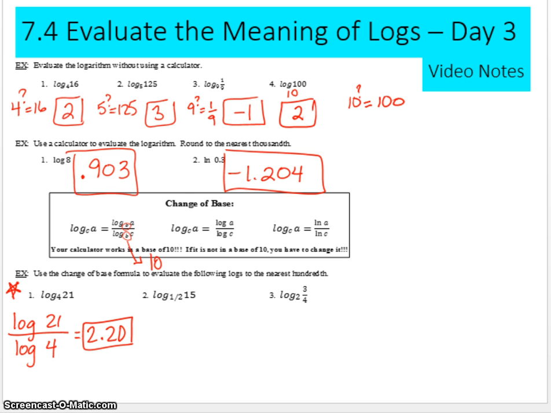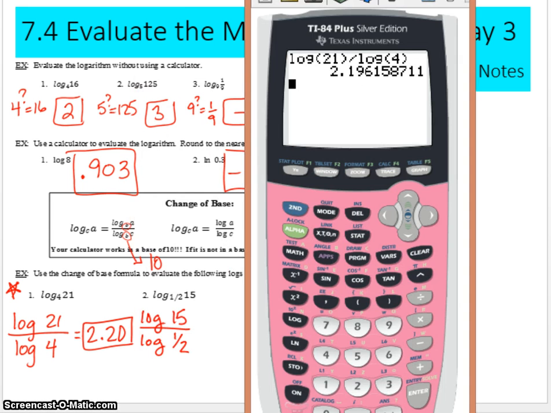All right, so number 2, same concept. You're going to do log of 15 divided by log of 1/2. Again, it's really just knowing how to type this in the calculator, have your parentheses in the right spot. So log 15 end parentheses divided by log. You can type in 1 divided by 2, or you can type in 0.5. Whatever you want to type in there. So we get negative 3.91.